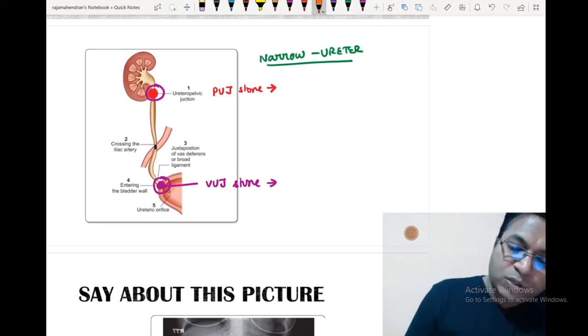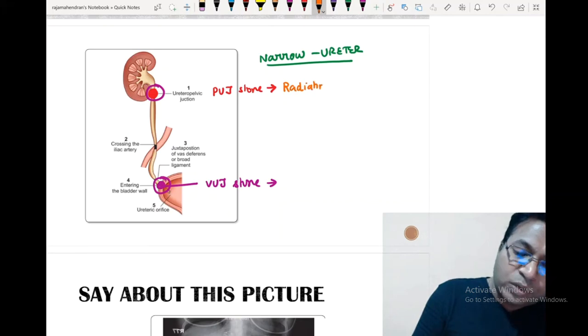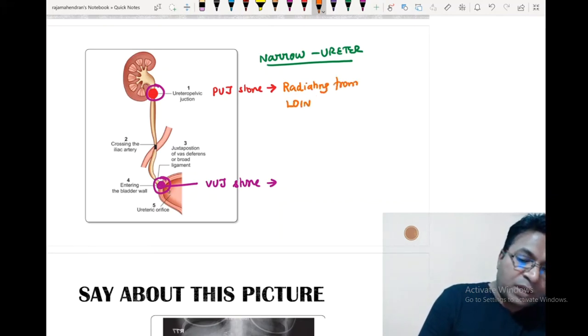A PUJ stone will have pain radiating from the loin to the testis. What nerve carries the pain? Loin to testis: the nerve carrying it is the genital branch of the genitofemoral nerve.